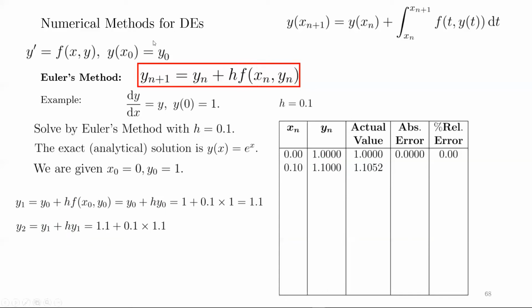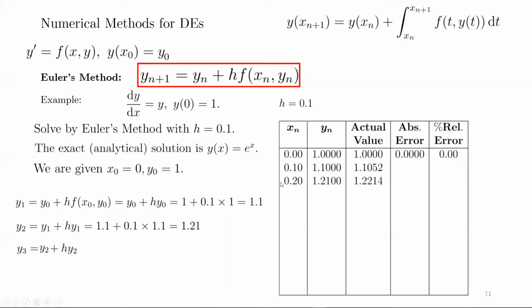And if we put that in Euler's equation, we get 1.1 plus h, so 0.1 times y1, it's 1.1. If I put that in my calculator, I get 1.21. So n equals 2 here, xn equals 0.2, so we've taken 2 steps of size h equals 0.1. Yn is approximated as 1.21. And if I put the actual value into the exponential, the exact solution, the exponential of 0.2 is 1.2214. So again, a little bit of error there.